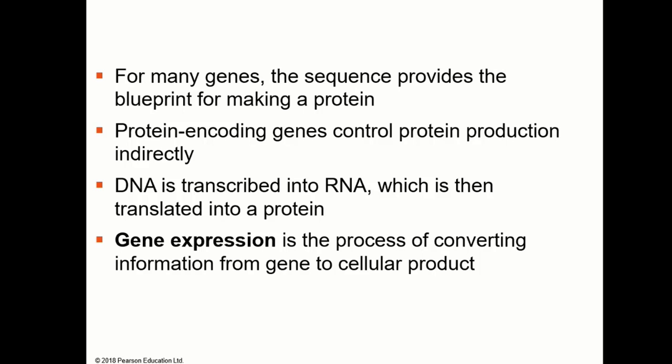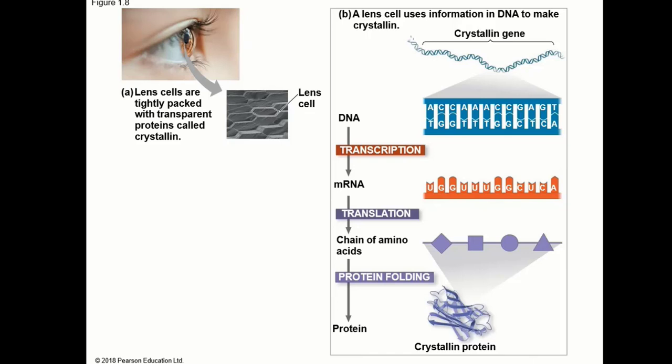But DNA is transcribed into RNA, which is then translated into protein. That process is gene expression, the process of conveying information from gene to cellular product. That's another concept that you need to look up when you're doing your assignment. So this is a graphic explanation of how gene expression works, where you find the transcription from DNA to messenger RNA, and then the chains of amino acids to proteins, where there's a process of protein folding. So there are levels: transcription, translation, protein folding.